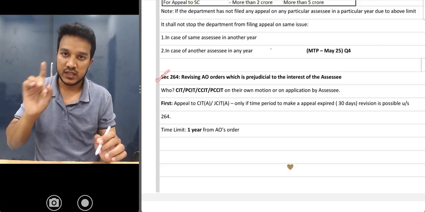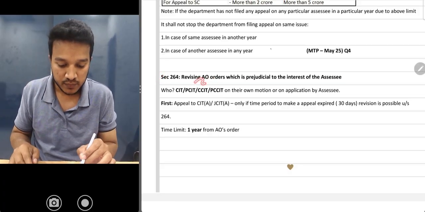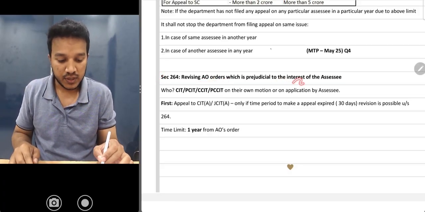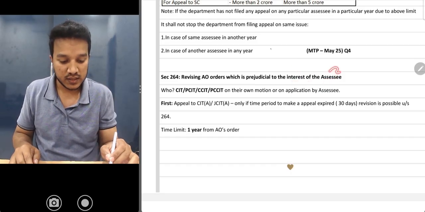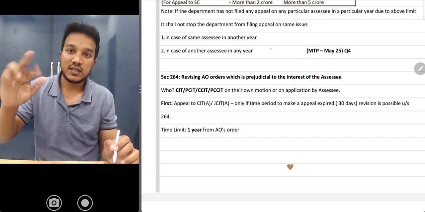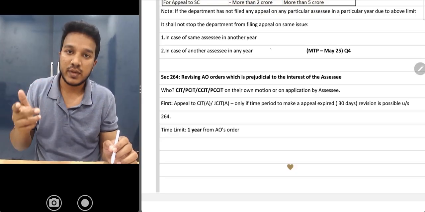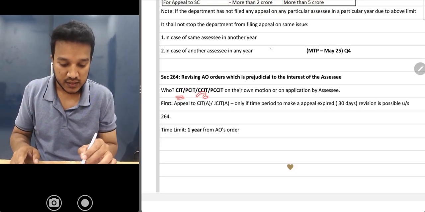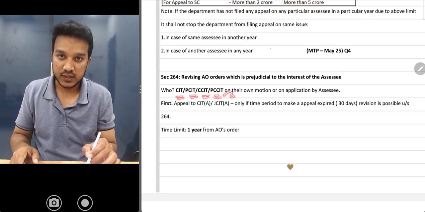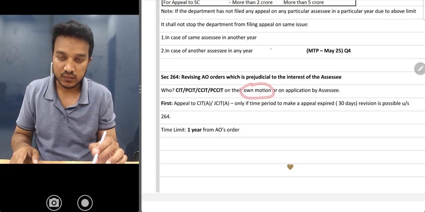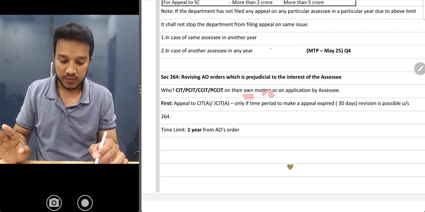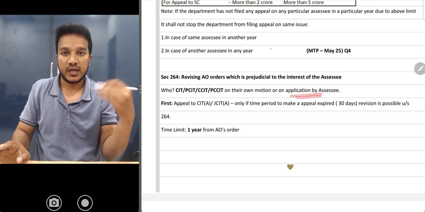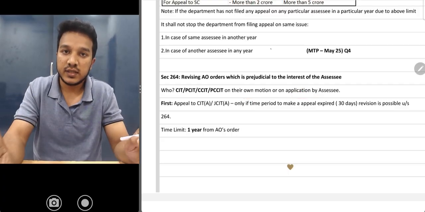Section 264. Section 264 also talks about revising AO's orders which are prejudicial to the interest of the assessee. So here it is against the assessee. 263 is against the department. Now who can make an application? CIT, PCIT, CCIT or PCCIT, either on their own motion. If they think that the order is against the assessee, then they can file an application, or the assessee himself can make an application. Now here there is a catch.